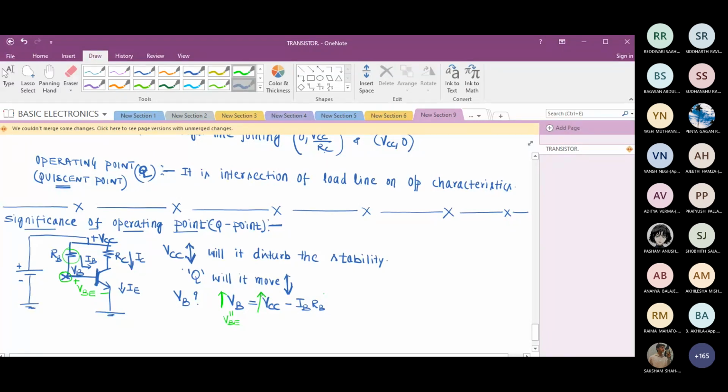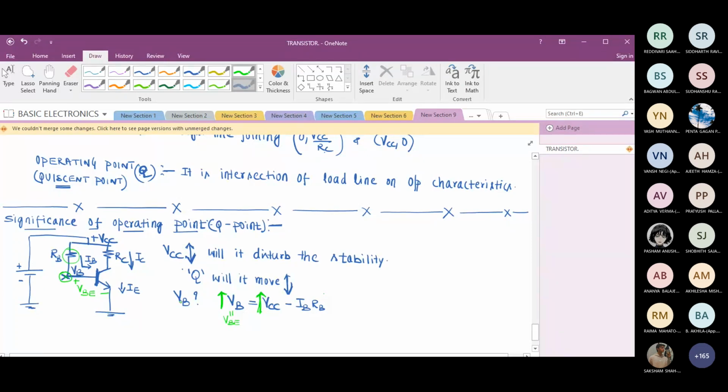Again, I repeat, if the VCC value moves up, if the supply voltage starts varying and moves up, will the potential at the base increase? Will it also move up? Yes, sir, because VB is VCC minus IBRB. Am I correct? Yes or no? Yes, sir. So the entire variation of VCC you find appears across the base of the transistor.